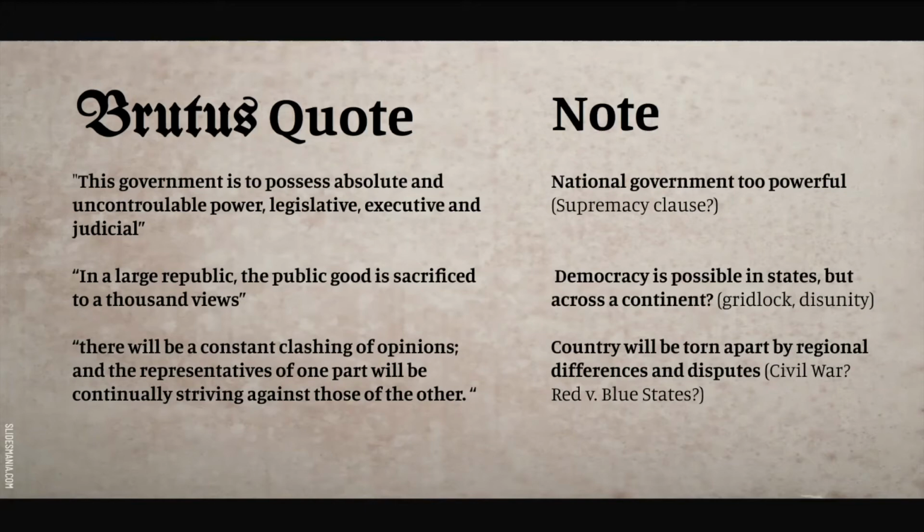This new broad national government: is democracy truly going to be possible? Well, he thought there would be gridlock, there'd be disunity. Some would say we see that. Finally, Brutus writes, there will be a "constant clashing of opinions, and the representatives of one part will be continually striving against those of another." He's arguing that the country is going to be torn apart by regional differences and disputes. Maybe he saw the Civil War coming, or the current conflict between red and blue states, this divide that's seen in the United States in the 21st century.